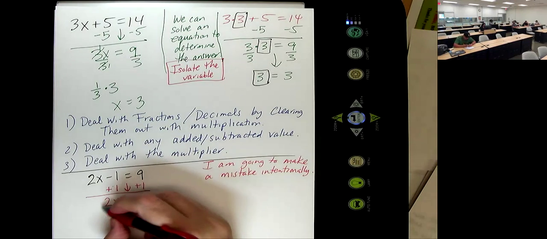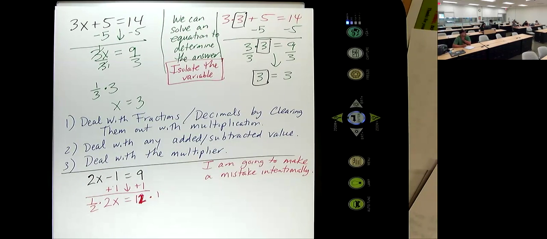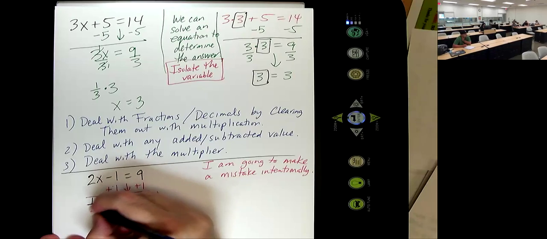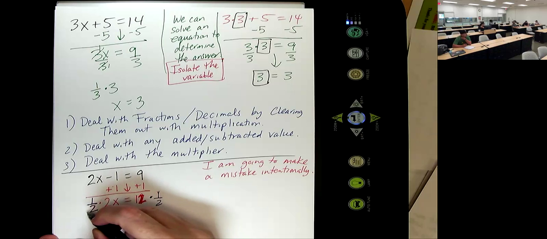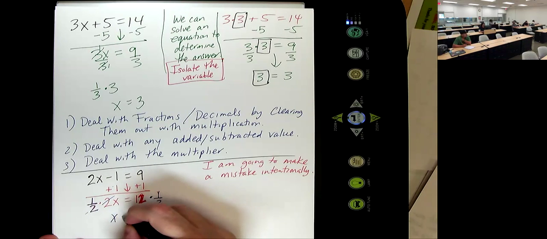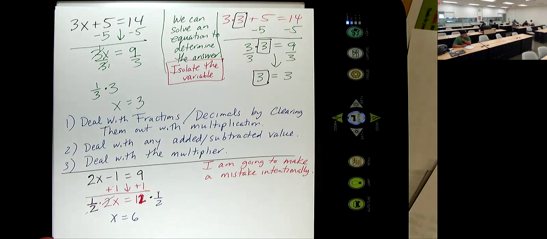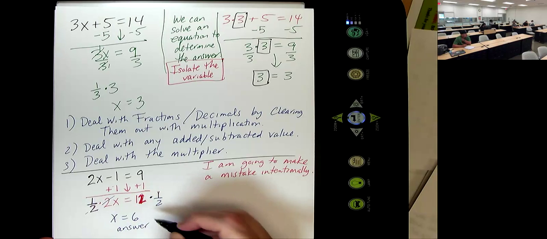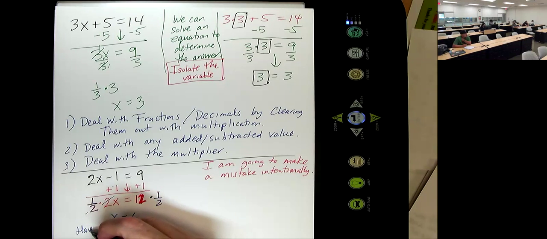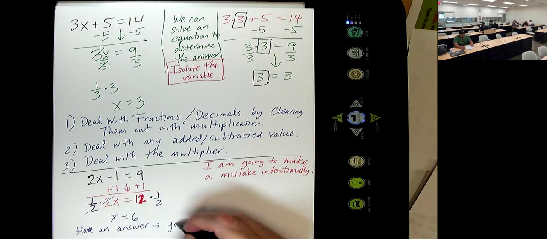Then I can still do that, instead of dividing by 2, I'm gonna multiply by 1/2. This is a valid step. I'll do this in red. And the 1/2 and the 2 go away, I'm left with x equals 12 times 1/2 is 6. When you have an answer and you plug it in, you can check your answer by plugging in.